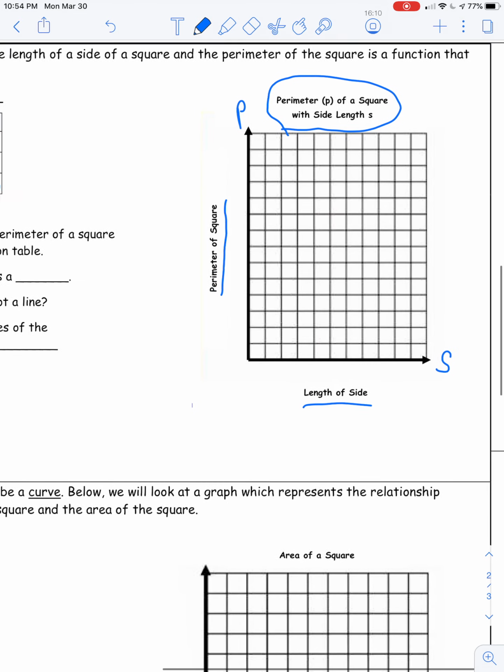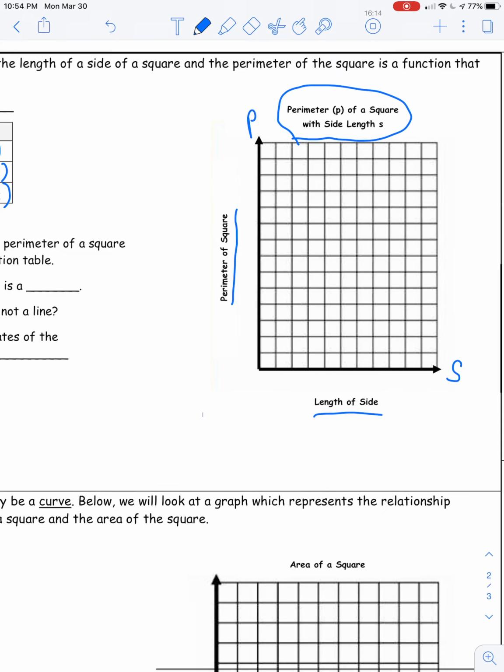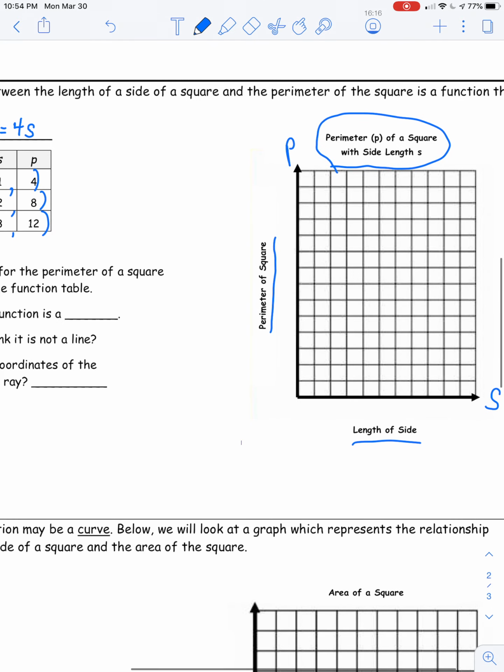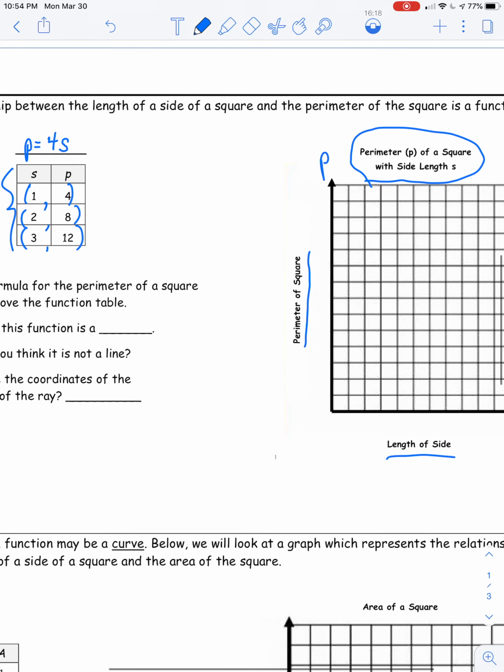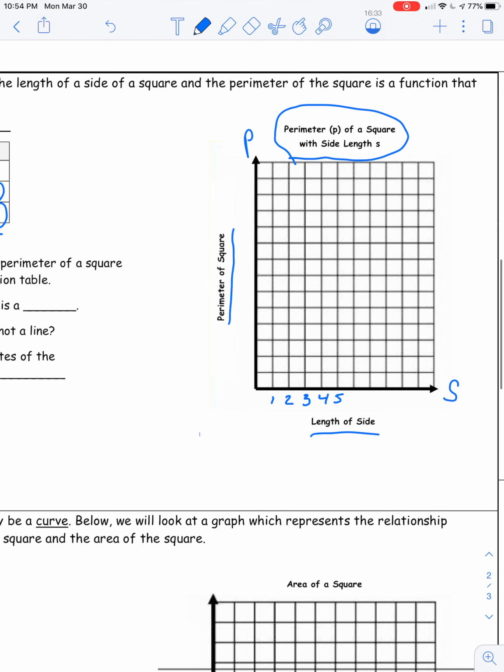So let's go ahead and put some numbers on our graph here. Now you'll notice that our perimeter axis does go kind of high. We see 12, so we're going to have to label a little bit higher there than we are on the bottom. But let's go ahead and mark 1, 2, 3, 4, 5 across the bottom. And then on the top, go at least up to the 12.